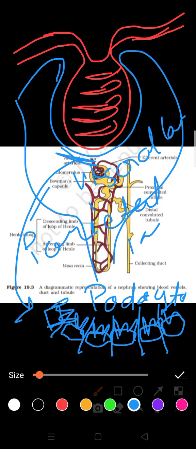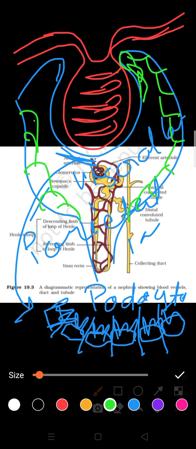Is it clear? Now come to the next point. In the next point you can see the parietal layer. The rest of the cells are just simple cells and they are made up of this kind of structure. They are simple cells, but special cells are present in the other layer, and I told you, they are known as the podocytes.